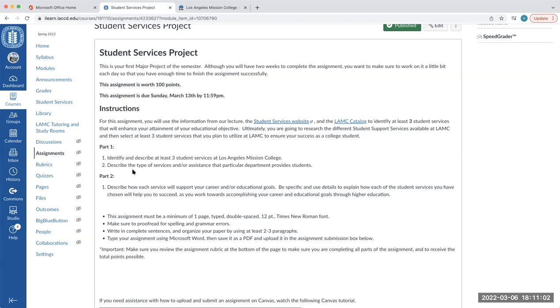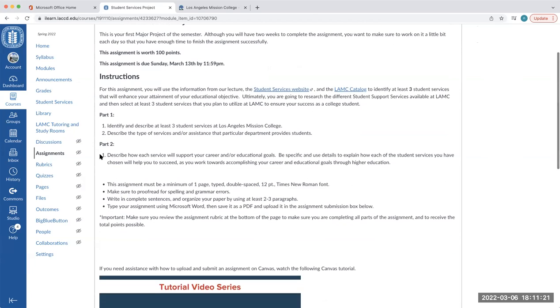So part 1 of the project is that you're going to identify and describe at least 3 student services at Los Angeles Mission College. Once you pick those 3, you're going to describe the type of services and or assistance that particular department provides students. That's the first part of the assignment. The second part of the assignment is that you're going to describe how each service will support your career and educational goals specifically.